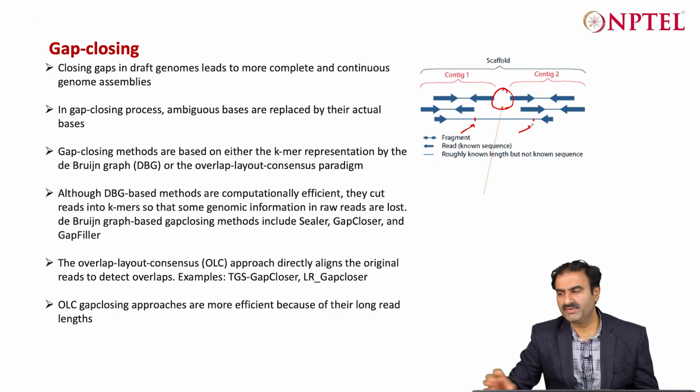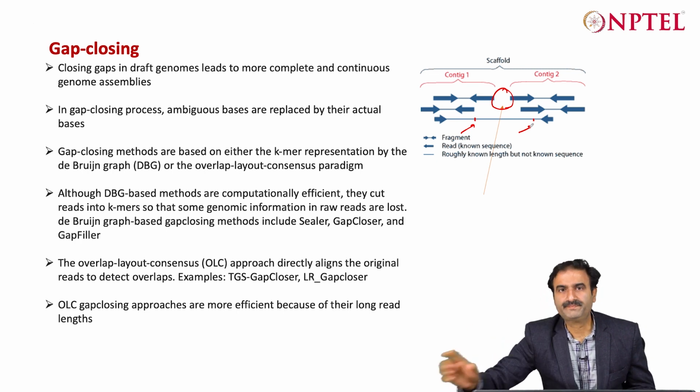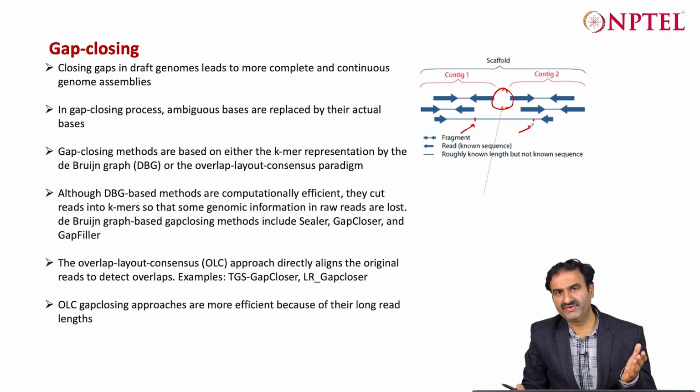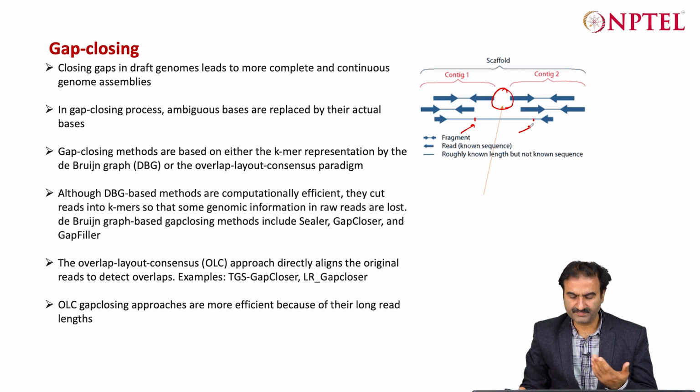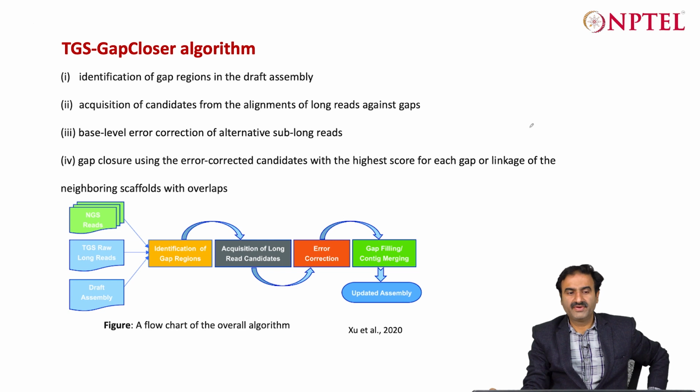And basically the gap closing or error correction methods use the same approaches. If you are using short reads, it will be using the de Bruijn graph. If you are using long reads, it will be using the OLC method. So Sealer uses the DBG approach, and TGS GapCloser uses the OLC approach, okay. So TGS GapCloser is one of the methods that is used to close the gaps in the assembly, okay.